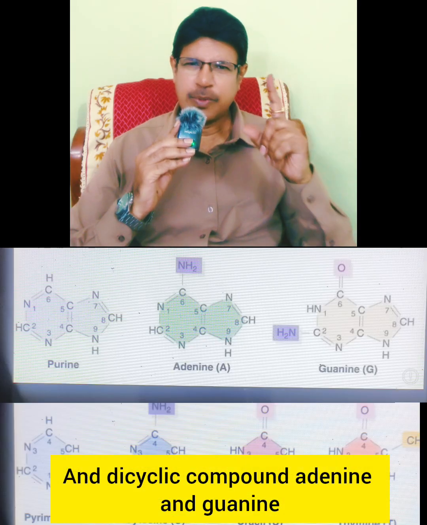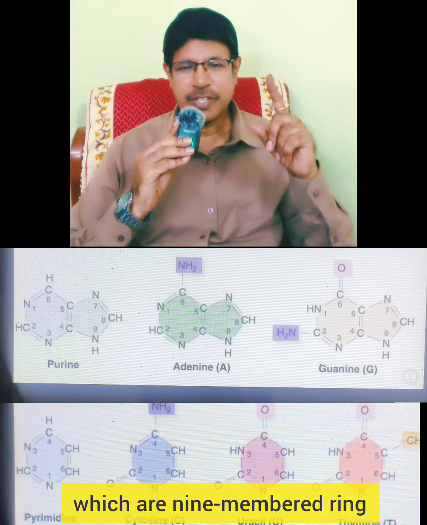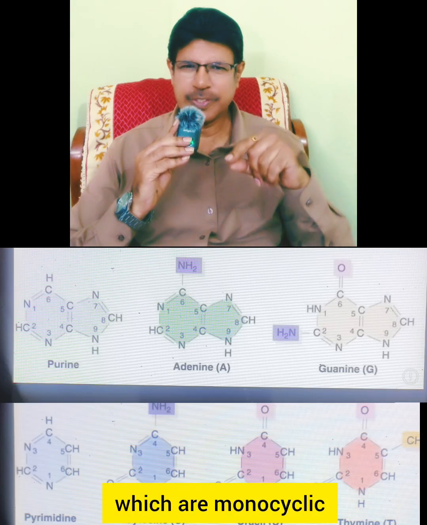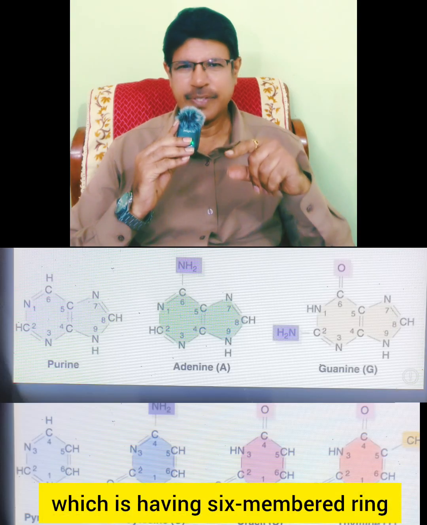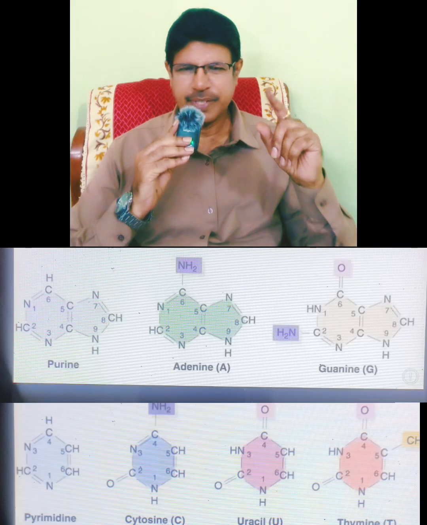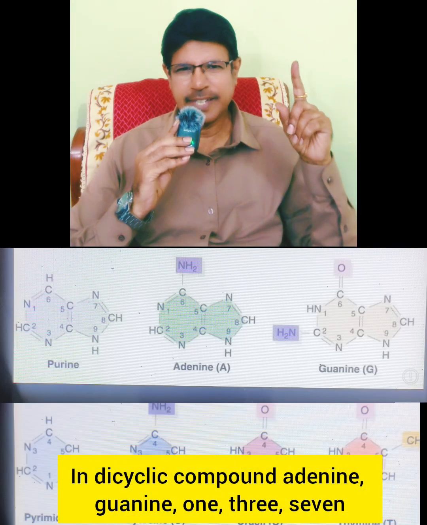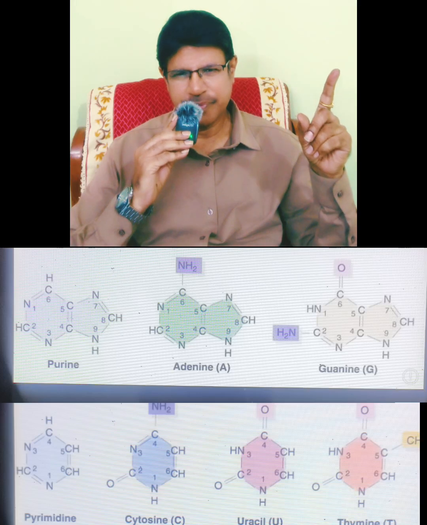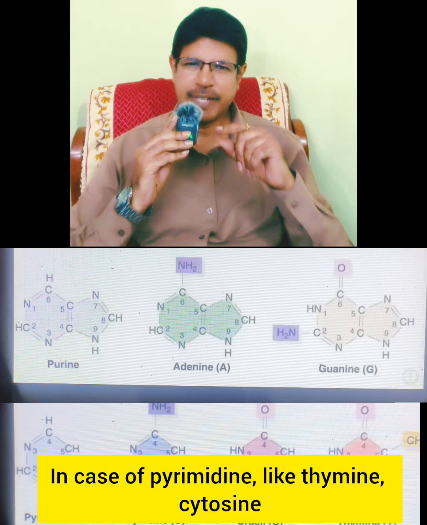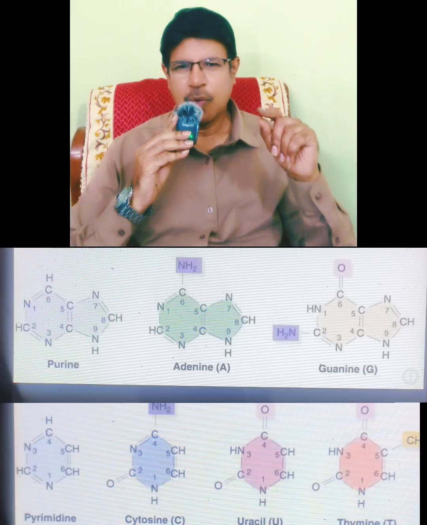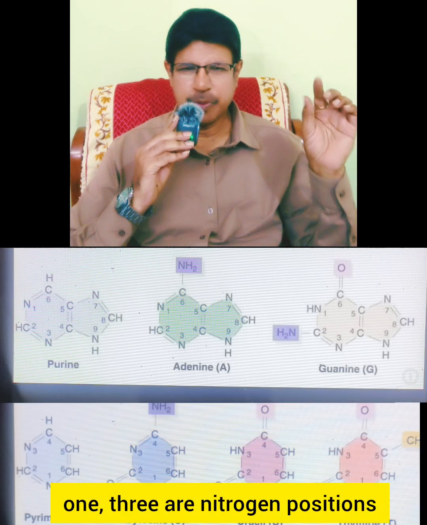The dicyclic compounds adenine and guanine have a 9-membered ring. Thymine, cytosine, uracil are monocyclic, having a 6-membered ring. In the dicyclic compounds adenine and guanine, 1, 3, 7, 9 are nitrogen positions. In the case of pyrimidines like thymine, cytosine, uracil, with a 6-membered ring, 1 and 3 are nitrogen positions.